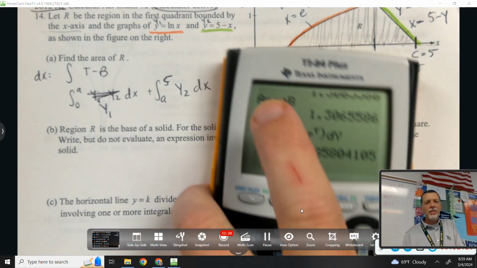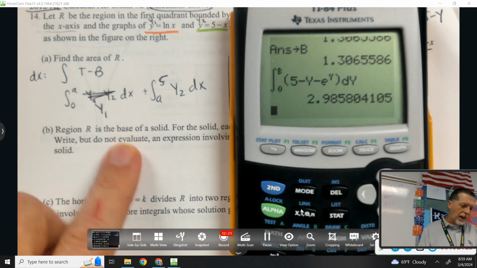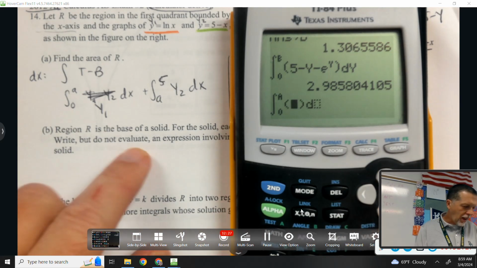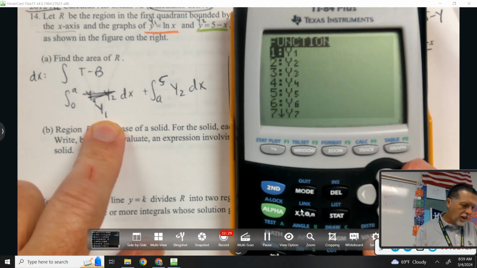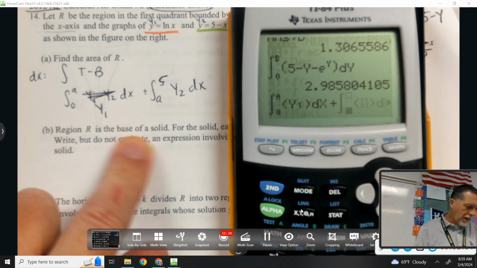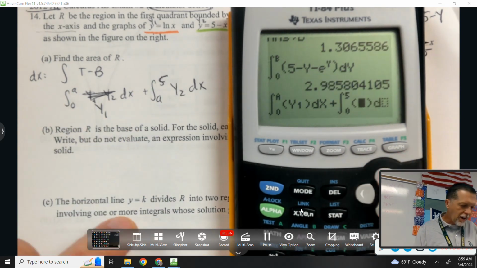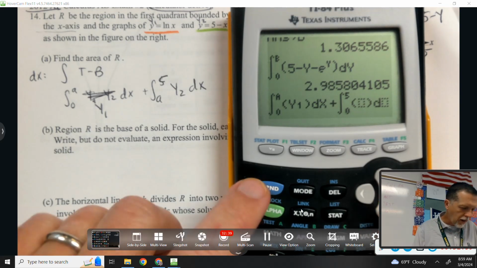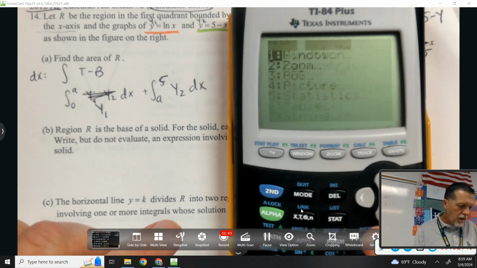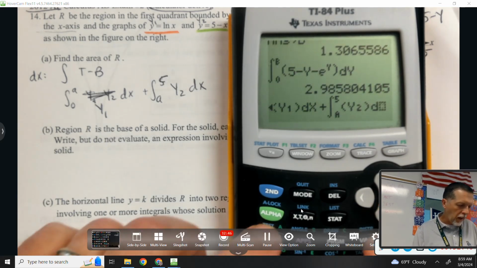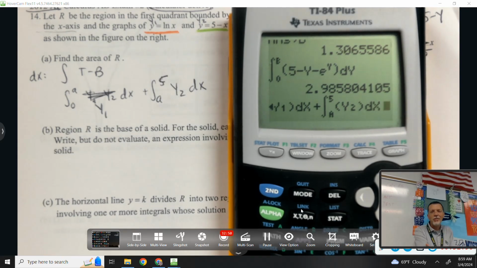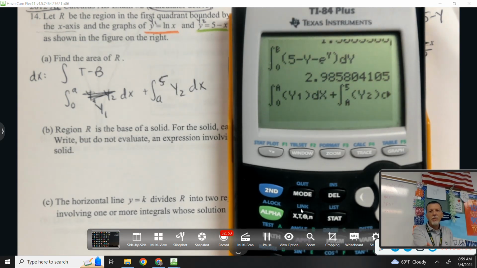If I had a lot of extra time, I suppose I could do it the dx way and check it. Math 9, 0 to a, y1, dx, plus math 9, a to 5, whoops, a to 5, not 0 to 5. This is the split it into two pieces way, which, I don't know, is it easier to split it into two pieces or is it easier to do it dy? Hopefully I get the same answer here.